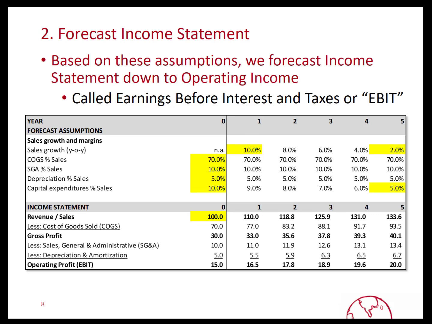We forecast the income statement based on these sales and growth assumptions. Here we can see that revenue, assuming it starts at 100 million, goes up by 10% in year 1 to 110, and then 8%, 6%, 4%, always increasing but at a slower rate, until by year 5, revenue is 133.6 million. Because COGS, SG&A, and depreciation are all a percentage of sales, you can see that it's just a question of multiplying the sales figure or the revenue figure by the percent. And you can see that it's very easy to calculate what the operating profit or earnings before interest and taxes will be.